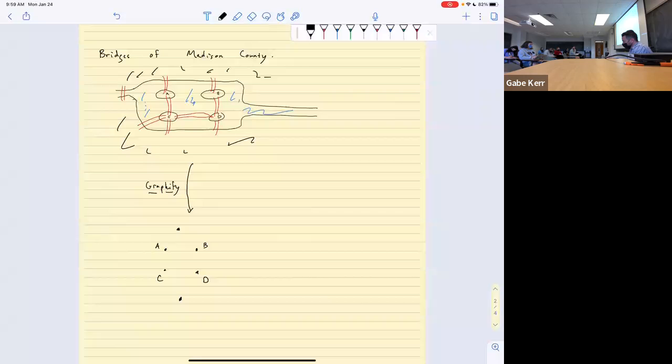Now I need to draw the bridges. There's a bridge here from the northern landmass to A. C has a bridge to D, and 2 bridges to the southern landmass. D has a bridge to the southern landmass, and 1 to B. B has a bridge to the northern one. And then finally, there's this bridge here that goes from the northern landmass to the southern.